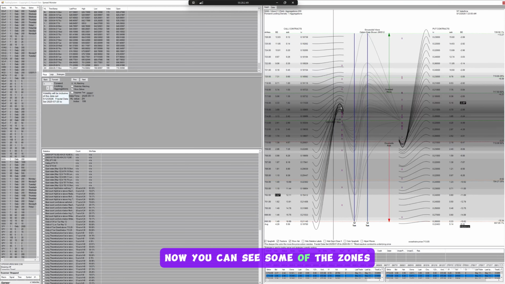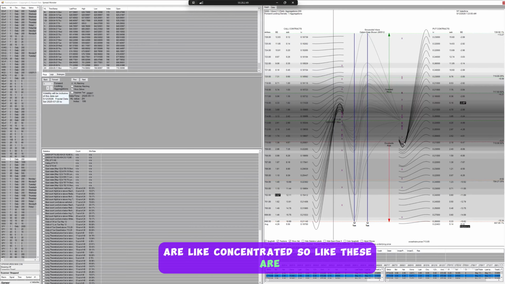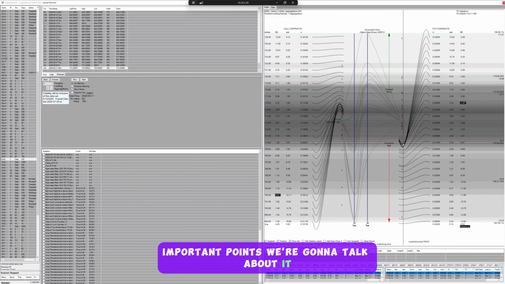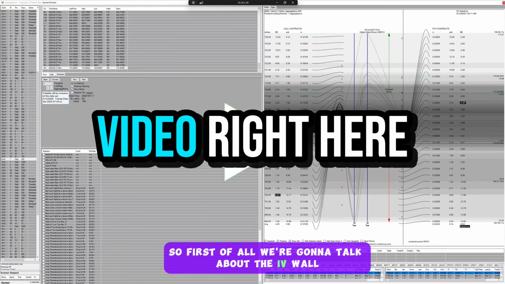Now you can see some of the zones are concentrated. So these are important points. We're going to talk about it. So first of all, we're going to talk about the IV wall. I would like to pause the video right here.